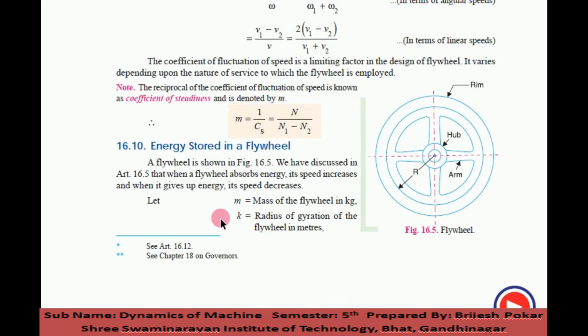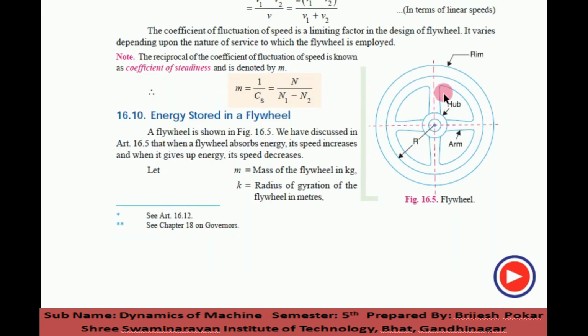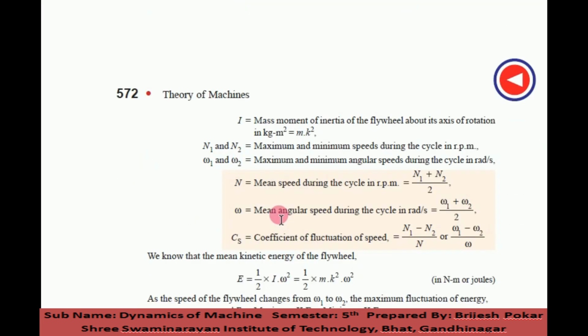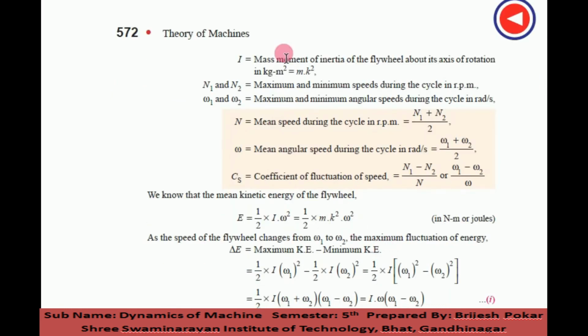Now the next topic is energy stored in a flywheel. Here you can see the flywheel. Here m is the mass of this flywheel, and k is the radius of gyration of this flywheel in meter. I is the moment of inertia, equal to m k square, you know very well. N1 and N2 are the maximum and minimum speed, omega 1 and omega 2 respectively. N is the mean speed, N1 plus N2 by 2. Omega is the mean angular speed. Then CS is the coefficient of fluctuation of speed. We have discussed all these things.